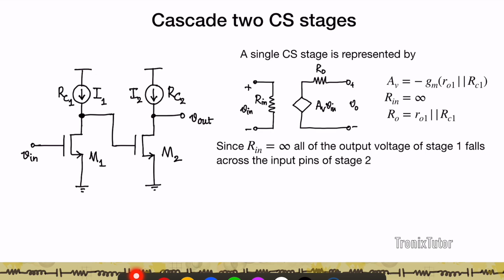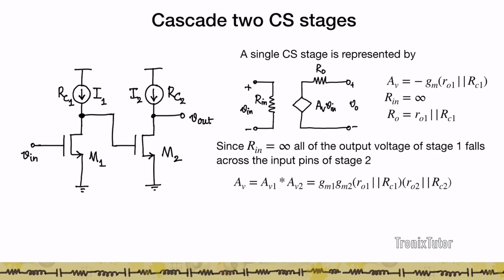Now because Rin is infinity, whatever is the output that's generated at the output of the first stage, because the next stage has an Rin of infinity, all of that output falls at the input. So perfect transmission takes place from this output to the next output. And so therefore I can write the total gain of such a circuit as AV1 times AV2, and I don't have an Rin Rout factor in between because the Rin of this stage is infinity. And so then the total gain is given by GM1 into GM2 into effective RO1 and effective RO2.